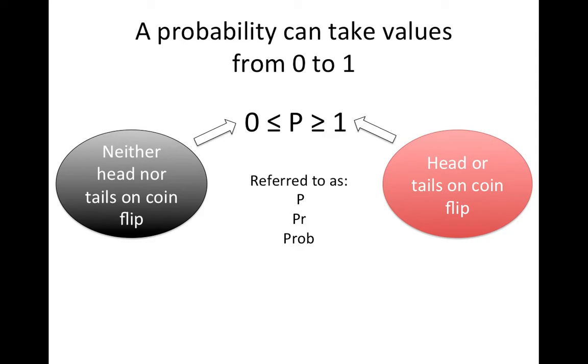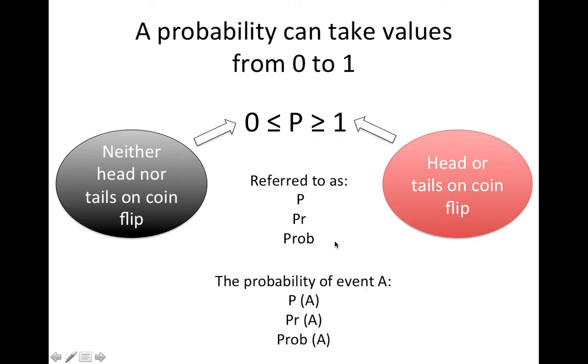A probability takes values from 0 to 1. 0 is something that never happens. For example, the probability of getting neither heads or tails on the flip of a coin. That is 0. You will always get one of them. 1 is something that always happens. For example, the probability of getting either heads or tails on the flip of a coin. You are certain to get one of them. And we refer to probability as P or PR or prob.